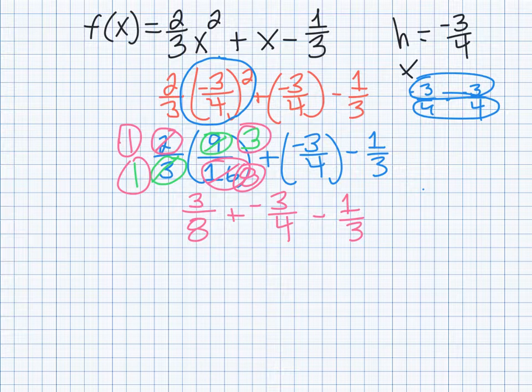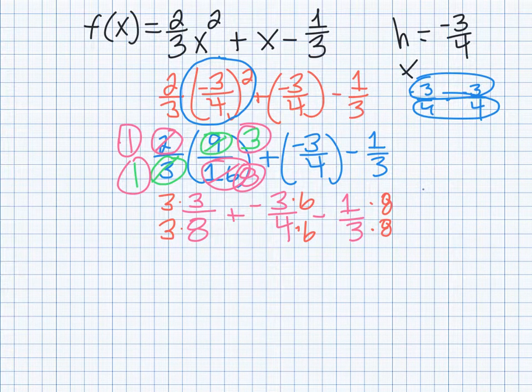To get to 24, I'd have to multiply 8 by 3. So I got to do that to the top. Got to do it to the bottom too. Fractions are jealous, as I like to say. If you do something to the top, you got to do the same thing to the bottom. I'm going to do 4 times 6 because that gives me 24. And over here I'm going to do 3 times 8 because that gives me 24.